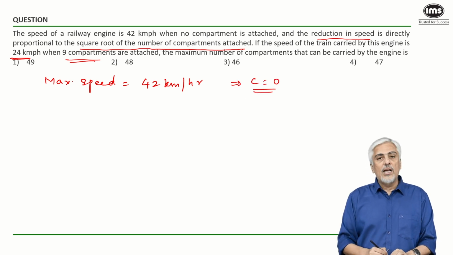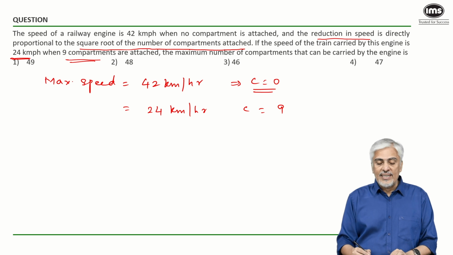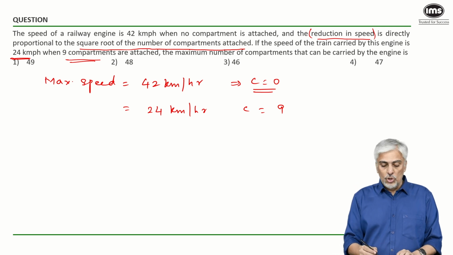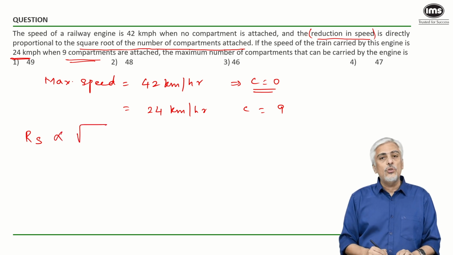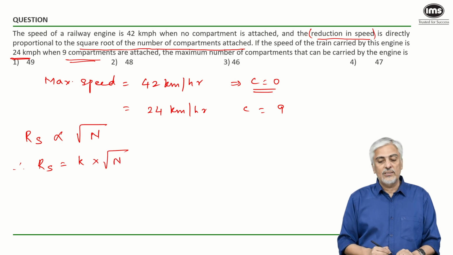Right? Now, the speed becomes 24 when I attach 9 compartments, and now that is where a very common mistake happens. They have told us very clearly the reduction in speed. So your equation which you will make, your reduction in speed is directly proportional to square root of number of compartments attached.